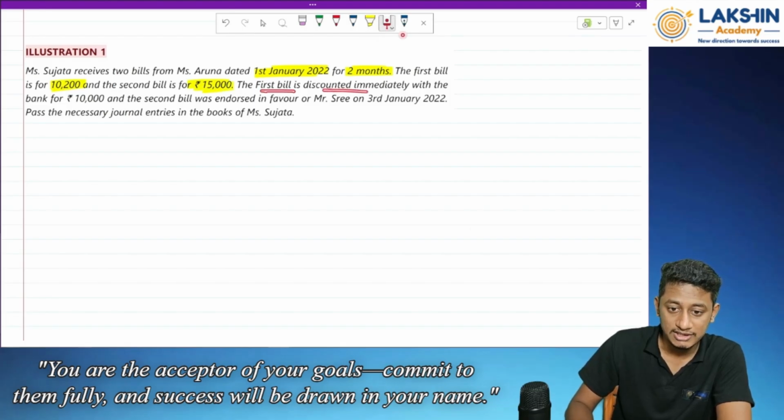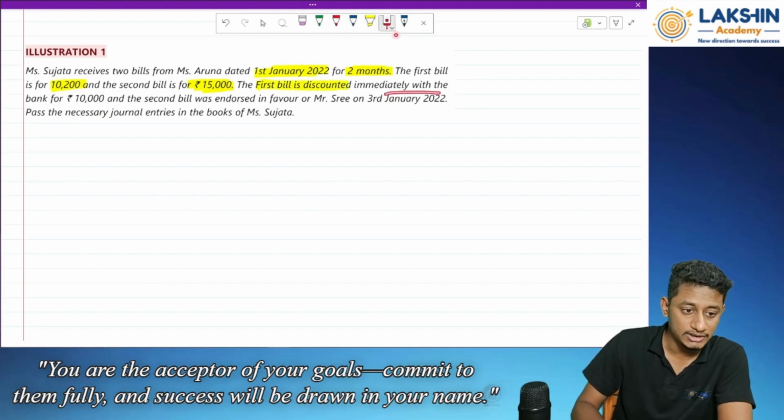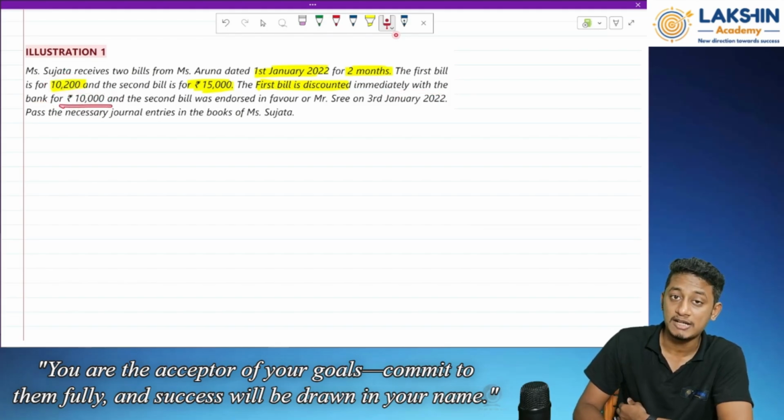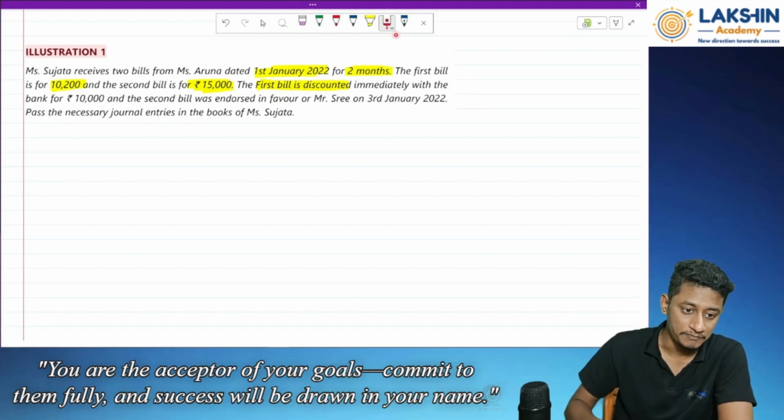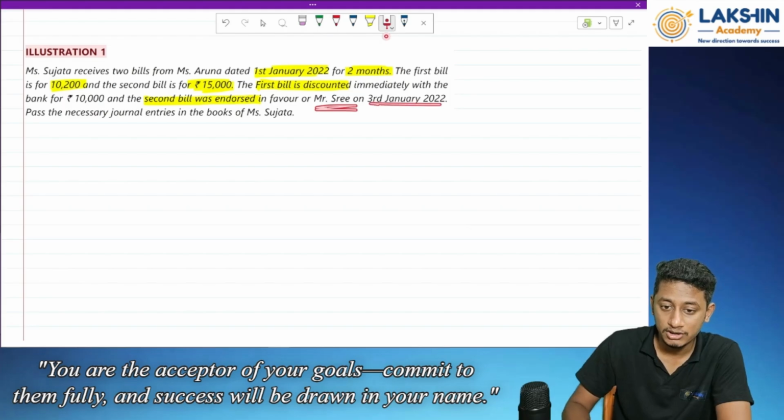The first bill is discounted immediately with the bank for rupees 10,000. So a bill of rupees 10,200 has been discounted for rupees 10,000. That means 200 rupees is the discounting charge that the bank has deducted. And the second bill was endorsed in favor of Mrs. Sri on 3rd of January.